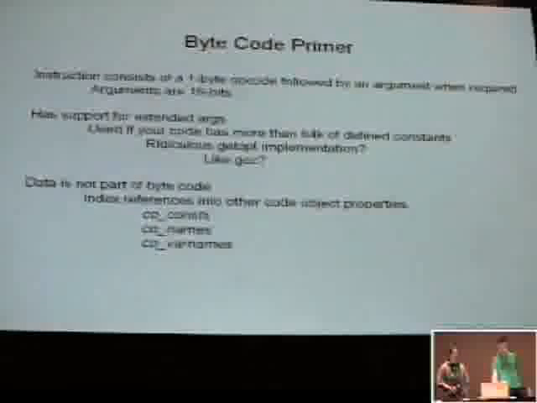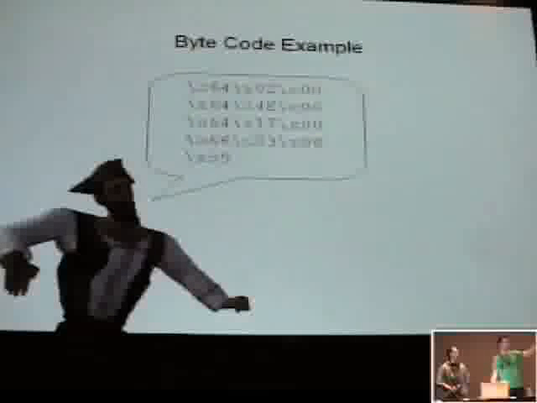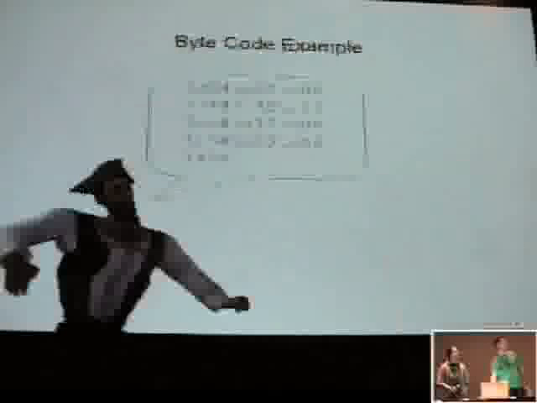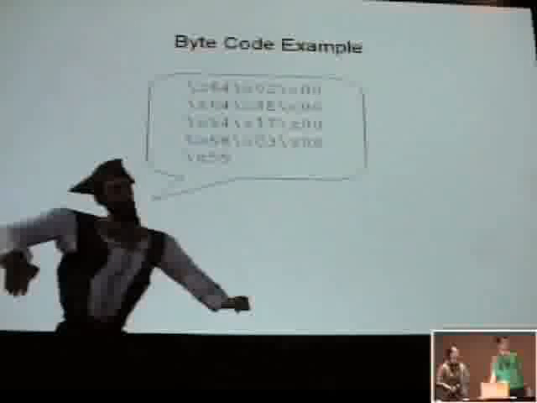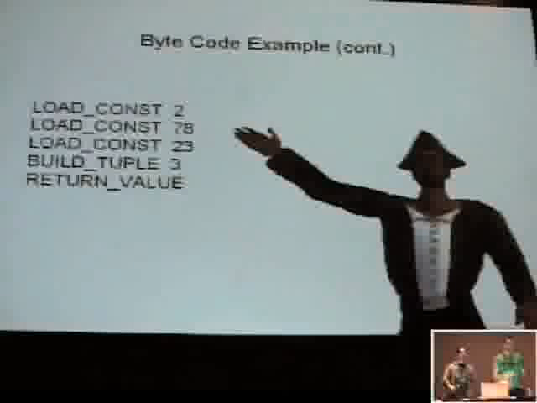So here's a quick example. Here's an example of bytecode. Every line of this is a Python instruction. The first byte is hex 64, which maps to LOAD_CONST. The argument, if you flip the endianness, is just 2. The instruction before that is another LOAD_CONST with a different argument. So it disassembles to this: load a constant, load a constant, build a tuple out of them, and return it. Python operates on a last-in, first-out stack.